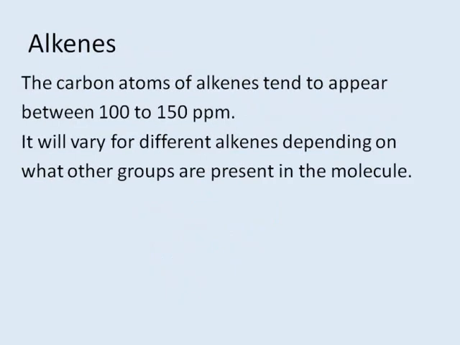Now let's look at the carbon-13 NMR spectra for alkenes. The peaks for the alkene carbon atoms are fairly easy to identify, as they typically fall between 100 to 150 parts per million. Their exact chemical shift will of course depend on what other groups are also present in the alkene molecule.